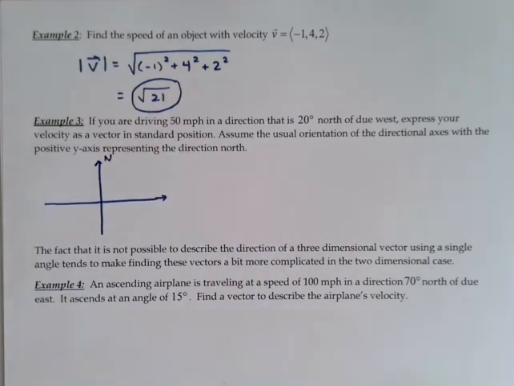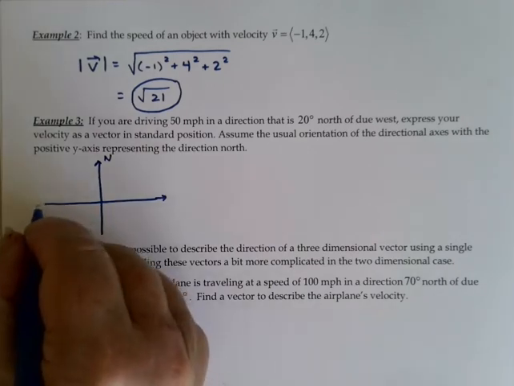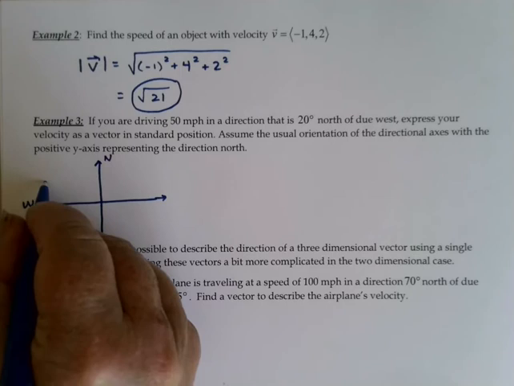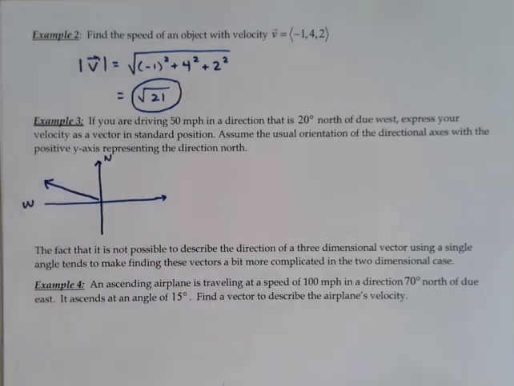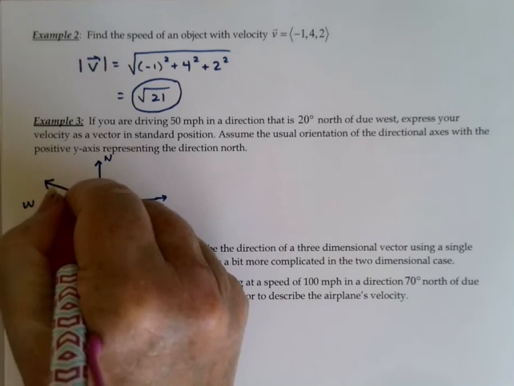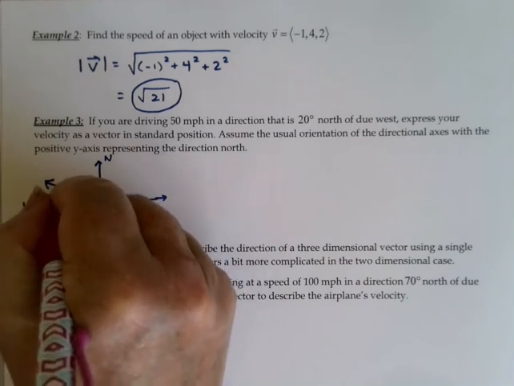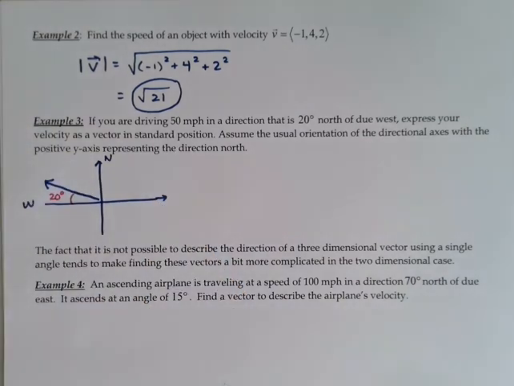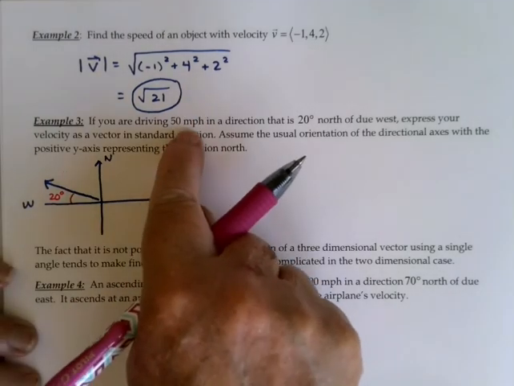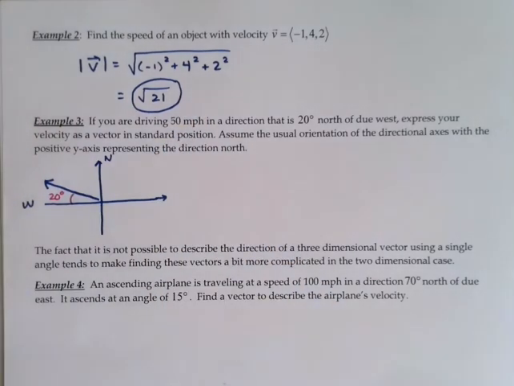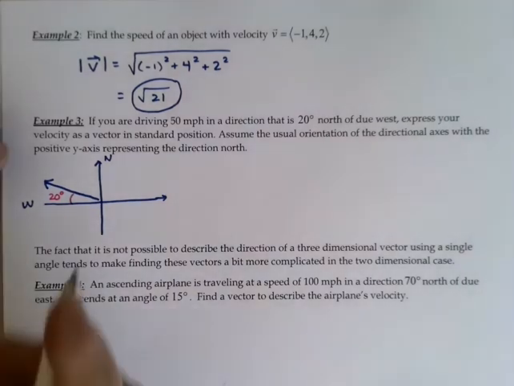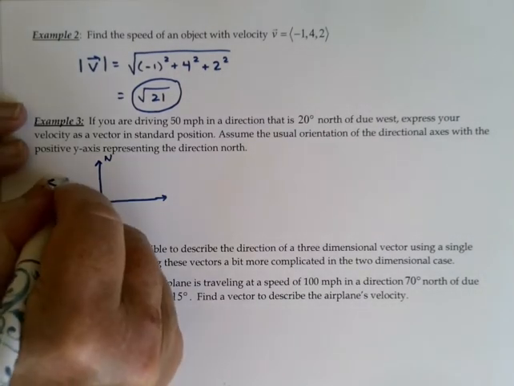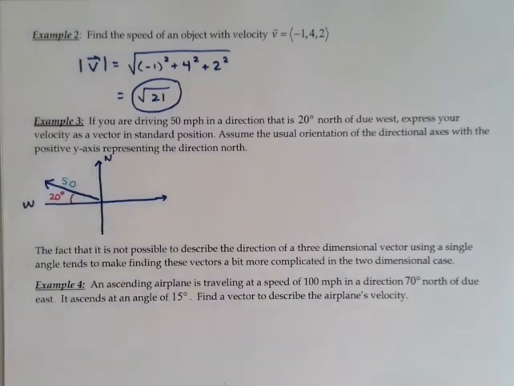So north would be straight up. All right, 20 degrees north of due west. So west is over here. We'd be looking at a velocity vector like that, where this angle is 20 degrees. We also know that the speed is 50 miles per hour, so that means that the magnitude of this vector is 50.